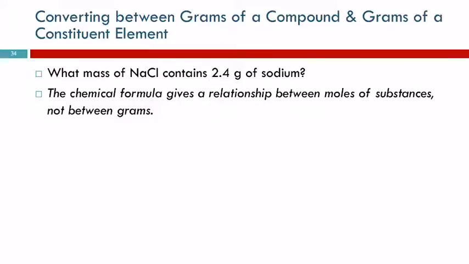Well, converting between moles of one thing and moles of another thing is nice, but we don't measure things in moles. We measure things in grams. So this kind of goes back to the question we talked about at the very beginning of the chapter. The USDA recommends that you consume no more than 2.4 grams of sodium. How much sodium chloride would that be? So we want to know what mass of sodium chloride contains 2.4 grams of sodium. Well, this formula gives us a relationship between moles of sodium chloride and moles of sodium, but it doesn't give us the mass.